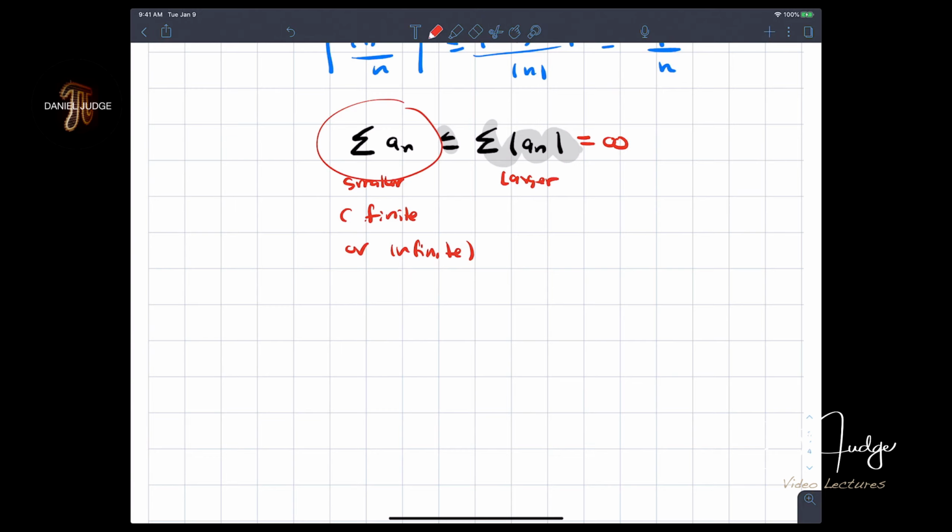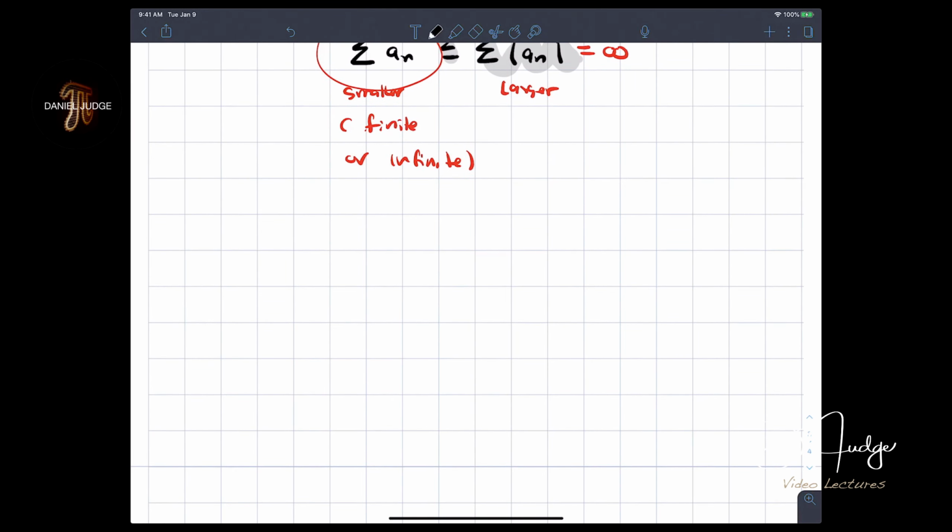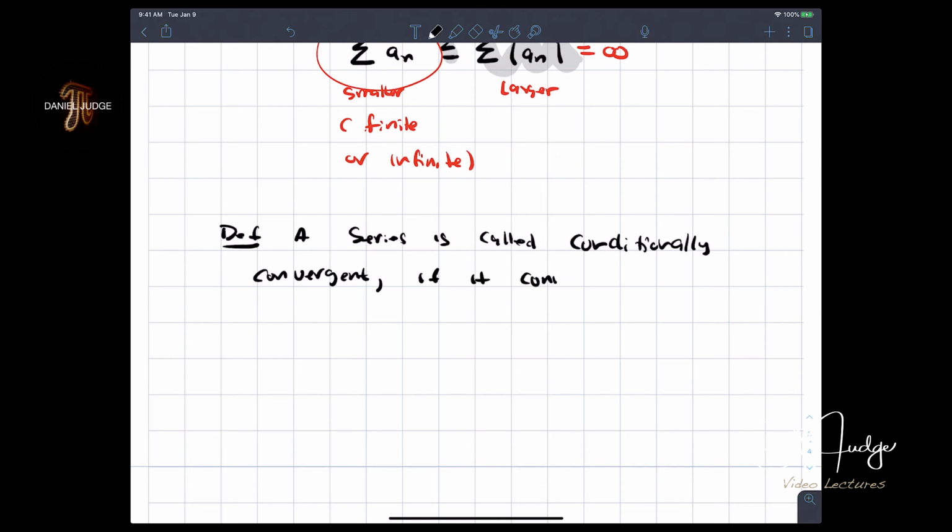So, I want to illustrate that point because we do have another definition for you guys, and that's called conditionally convergent. So we have a definition, and I want to get you guys these definitions here. A series is called conditionally convergent if it converges but not absolutely.